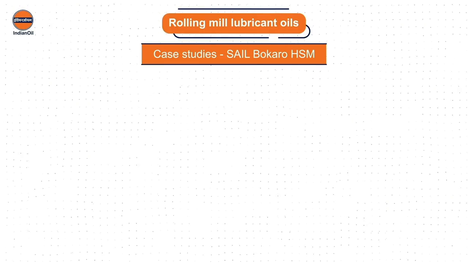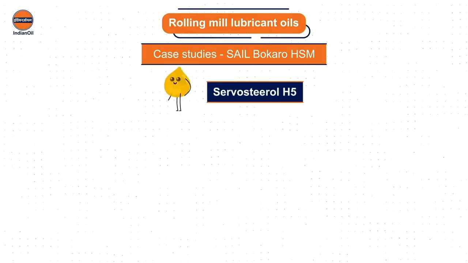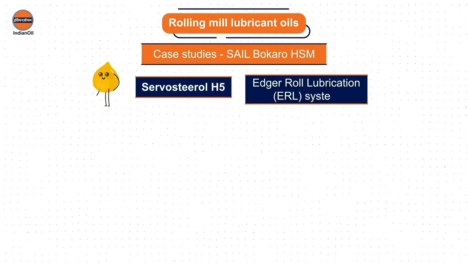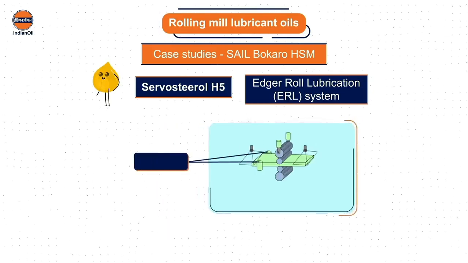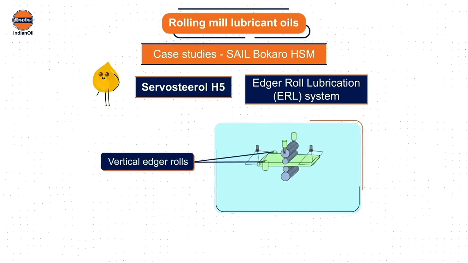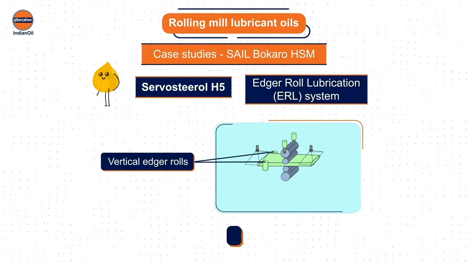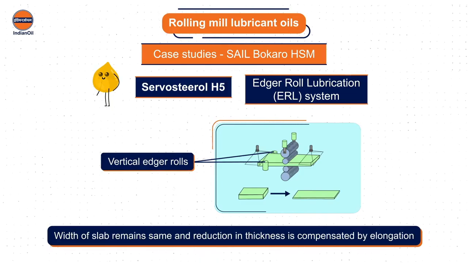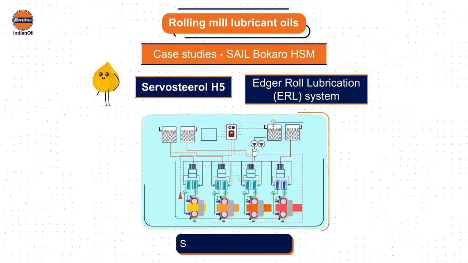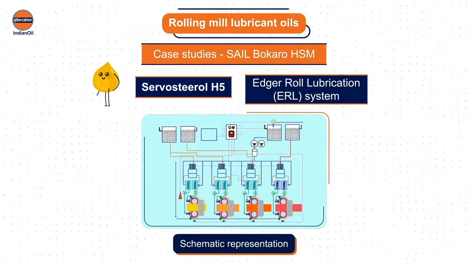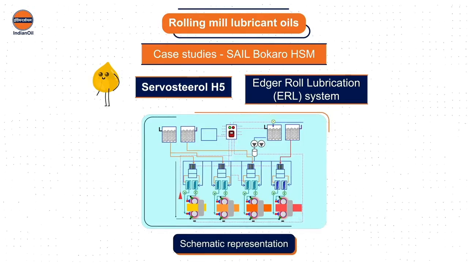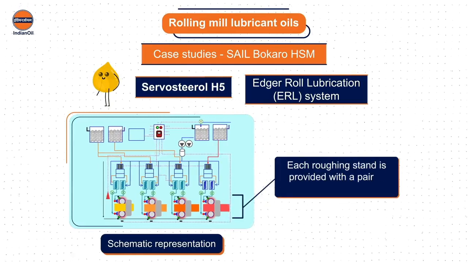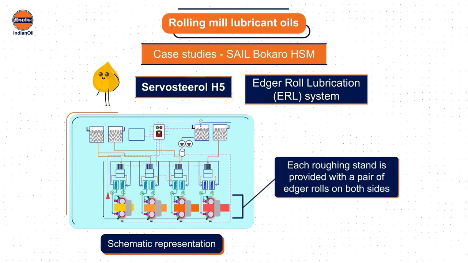The next is the application of Servosterol H5 in the edger roll lubrication, ERL, system. Vertical edger rolls are used in rolling mills to maintain the width of the slab and reduce the thickness by elongation. This is the schematic representation of the ERL system at Bokaro HSM. Each roughing stand is provided with a pair of edger rolls on both sides.